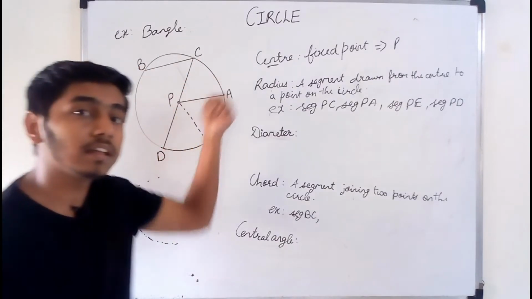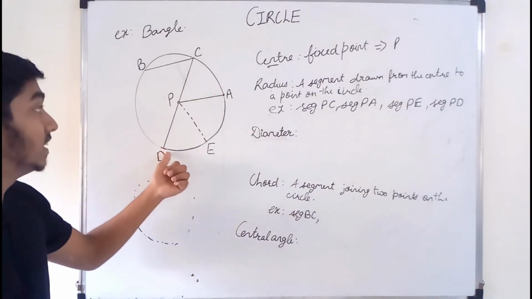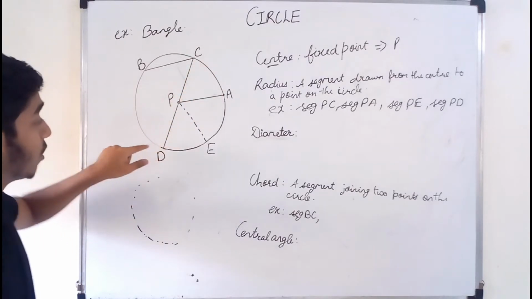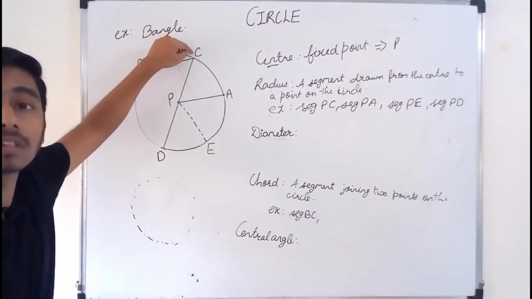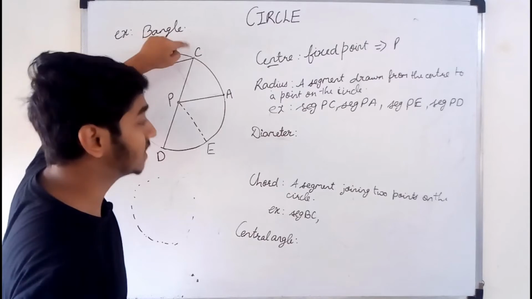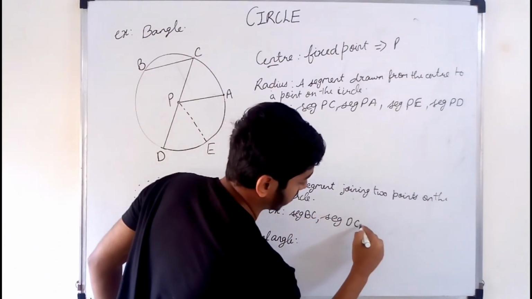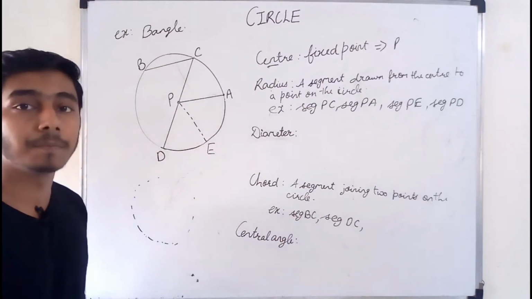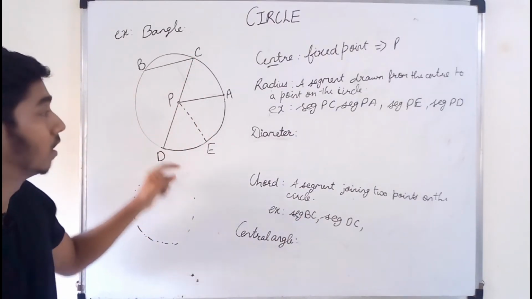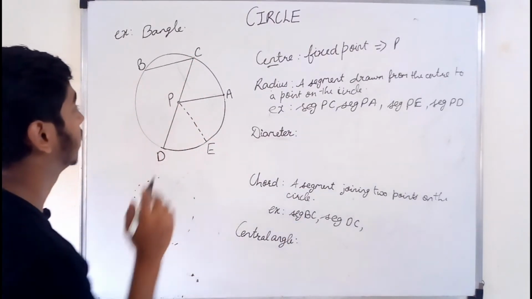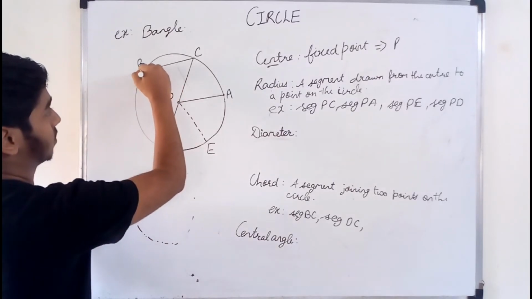Can you think of any other example in this? We can say DC. See, because D is on the circle, C is also on the circle. So DC is also a chord. Okay. Now, for example, let's draw this.